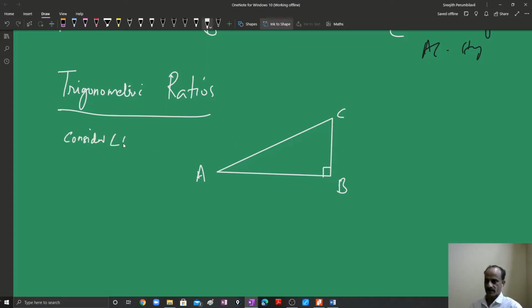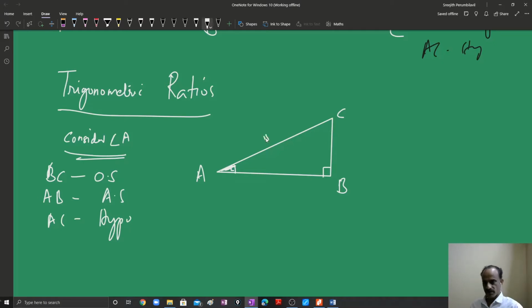Consider angle A. As far as angle A is concerned, what is BC? BC is its opposite side. And AB is its adjacent side, and AC is the hypotenuse. So, this is the hypotenuse, this is the opposite side, and this is the adjacent side as far as angle A is concerned. Now, for this we define certain trigonometric ratios.